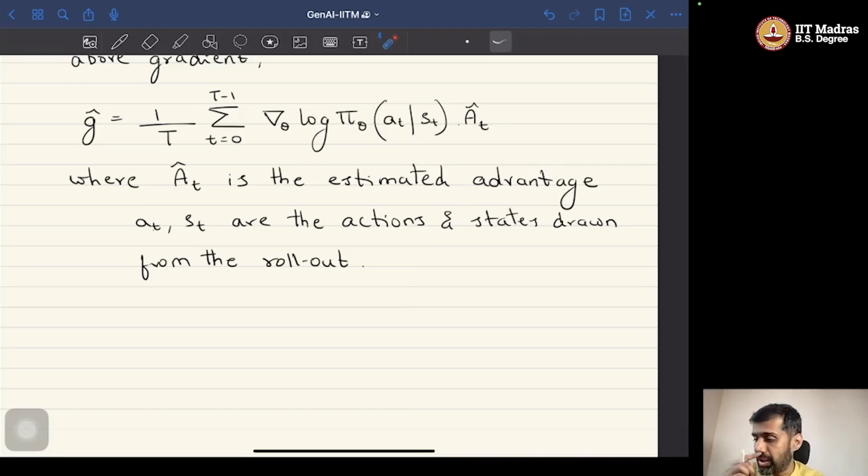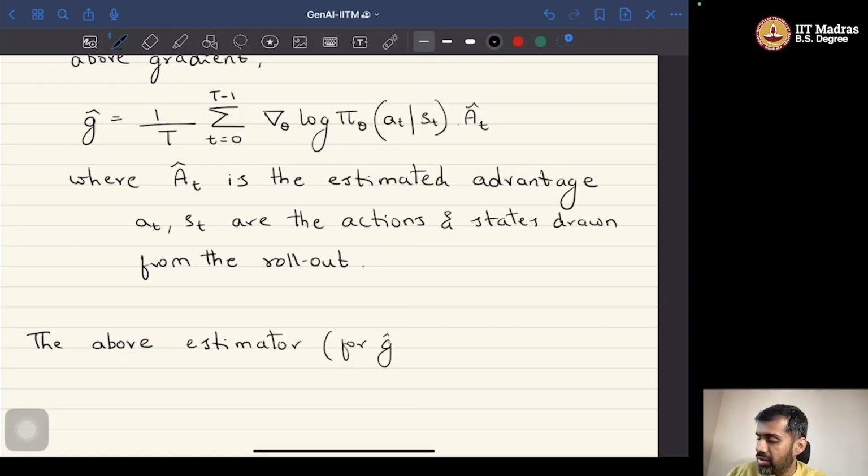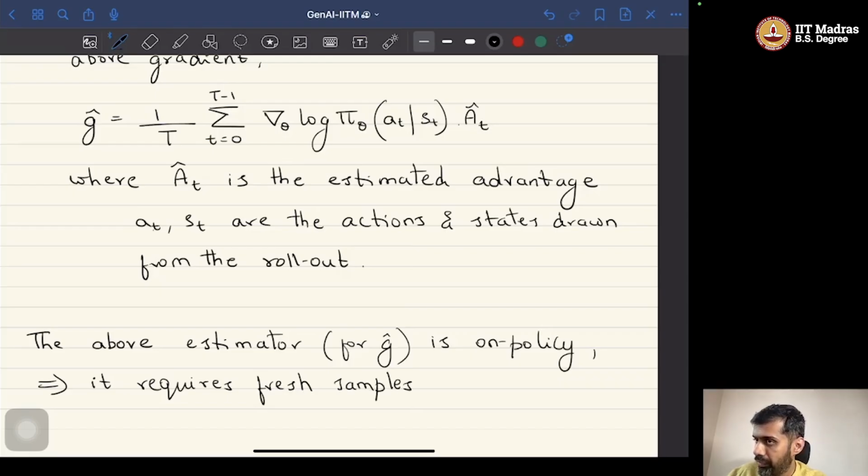However, what is known is that this estimator is on policy, which means that the above estimator for G is on policy, which implies that it requires fresh samples for each update from the current policy.